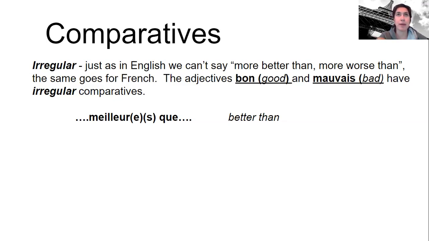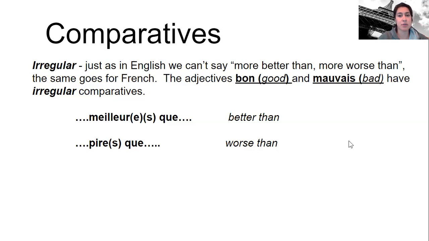Meilleur que. So par exemple, le chocolat est meilleur que le gâteau. Voilà. Je pense que le chocolat est meilleur que le gâteau. And then if we want to say worse than, we use this, and this is probably new for you. Pire que. Par exemple, les chats sont pires que les chiens. Ooh, controversial. Les chats sont pires que les chiens.